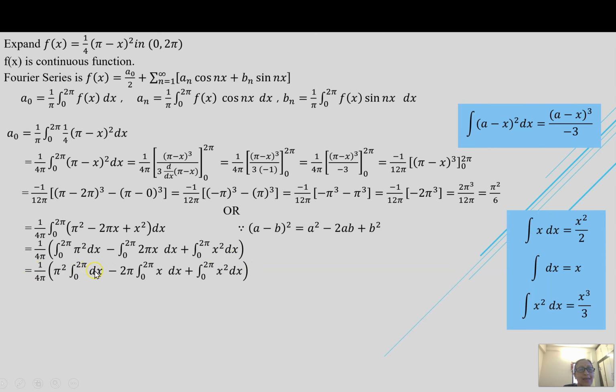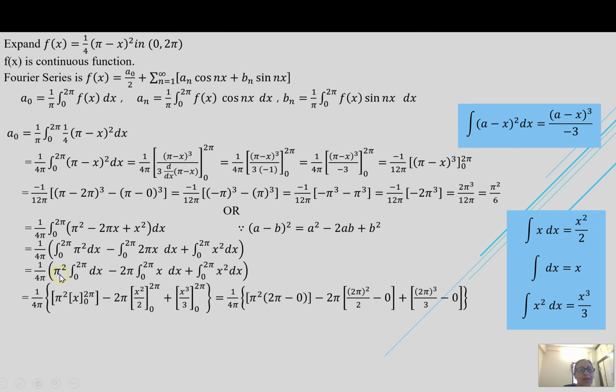Now to integrate each and every term, we use the respective formula. Here integral x dx equal to x square by 2, integral dx equal to x, integral x square dx equal to x cube by 3. We apply these three formulae to integrate these terms. Now 1 by 4 pi, this gives pi square into integration of dx is x under the limits 0 to 2 pi. Now integration of x is x square by 2 under the limits 0 to 2 pi. Now integration of x square is x cube by 3 under the limits 0 to 2 pi.